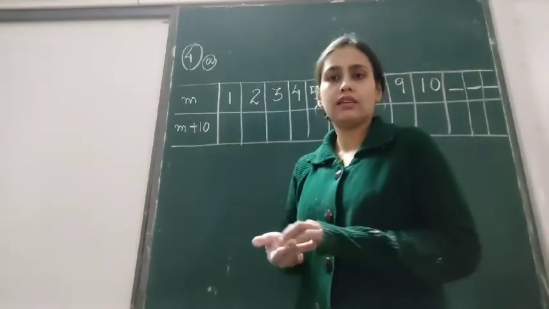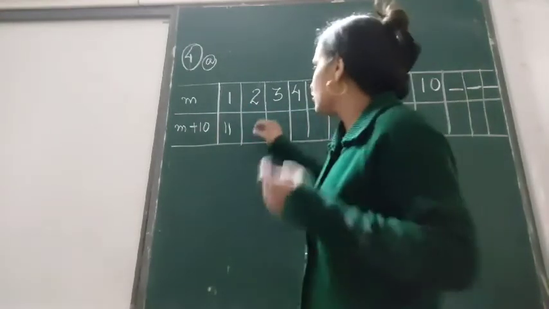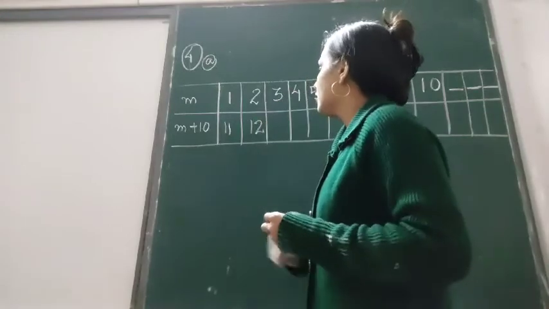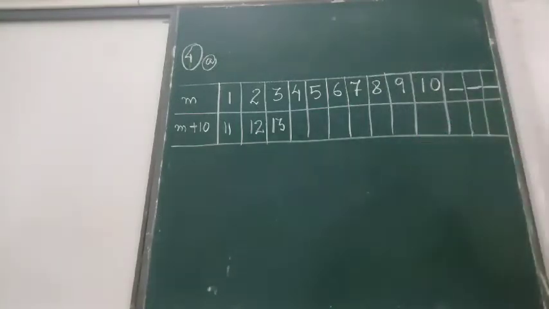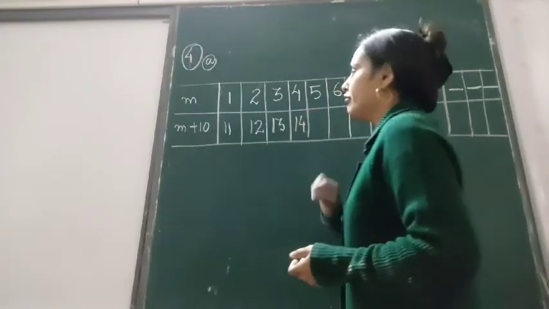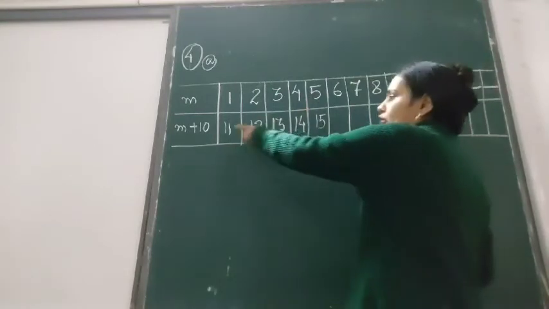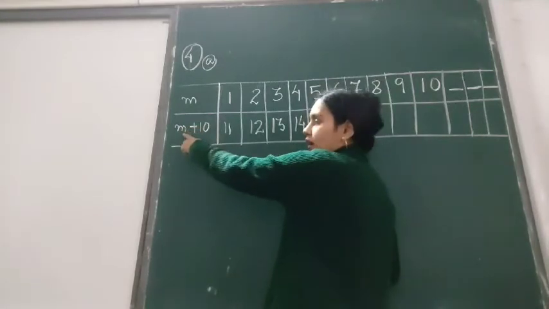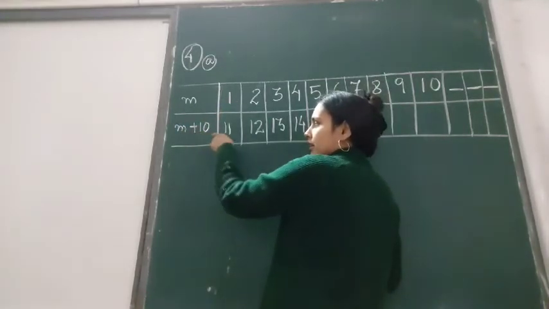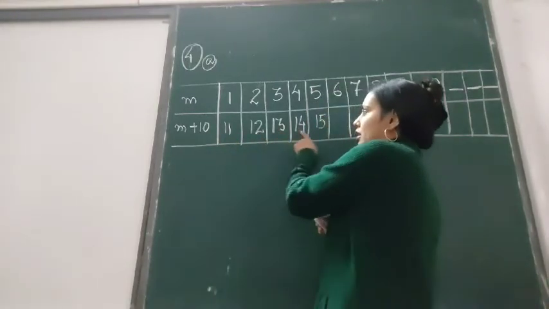1 plus 10 gives us 11. 2 plus 10 gives us 12. 3 plus 10 gives us 13. 4 plus 10 gives us 14. 5 plus 10 gives us 15. What are we doing? We are putting these values in place of m. For the first one, m became 1. When m is 1, then m plus 10 is 1 plus 10, which is 11. Then 12, then 13, 14, 15.